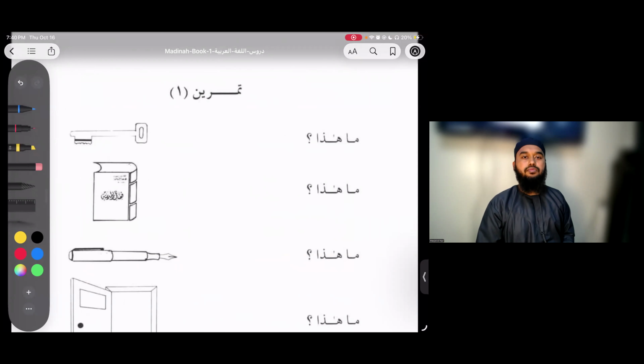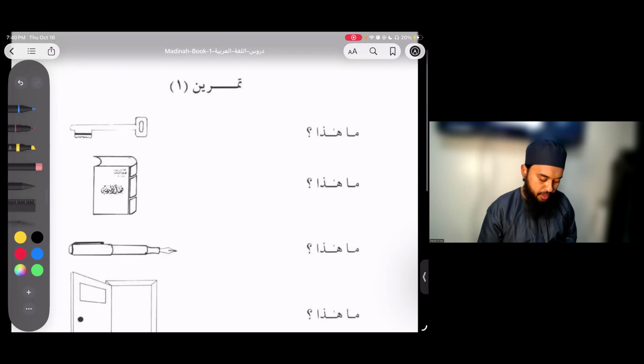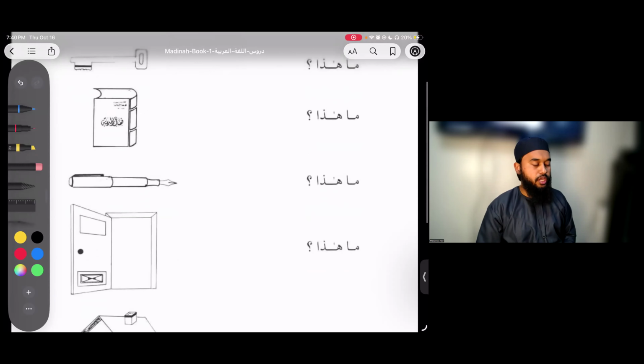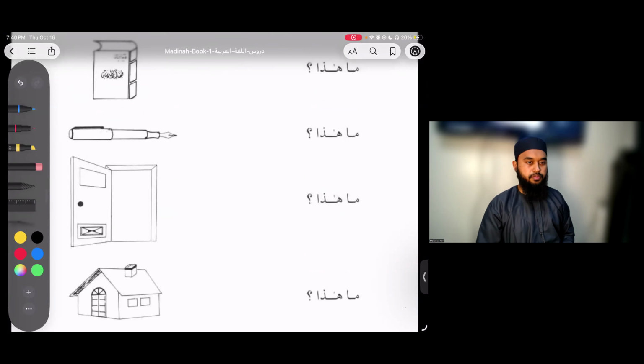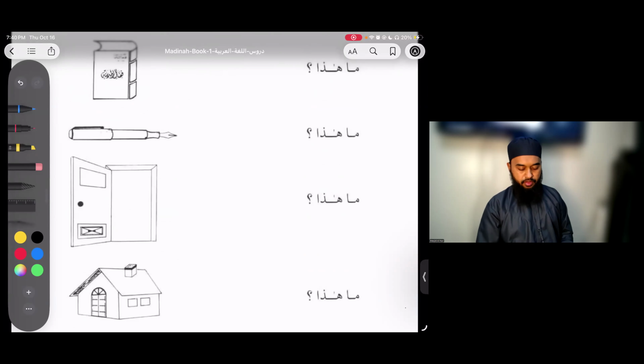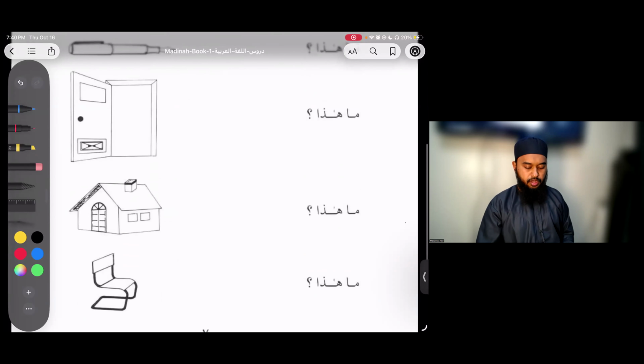On site. ما هذا؟ هذا كتاب. Good job. Number 2, what is this? هذا كتاب. Number 3, online. Someone else do it, please. Give it a try. ما هذا؟ Correct. هذا قلم. Good job. What is this? This is a pen. On site. ما هذا؟ Yes. هذا باب. What is this? This is a door. You see, very easy.